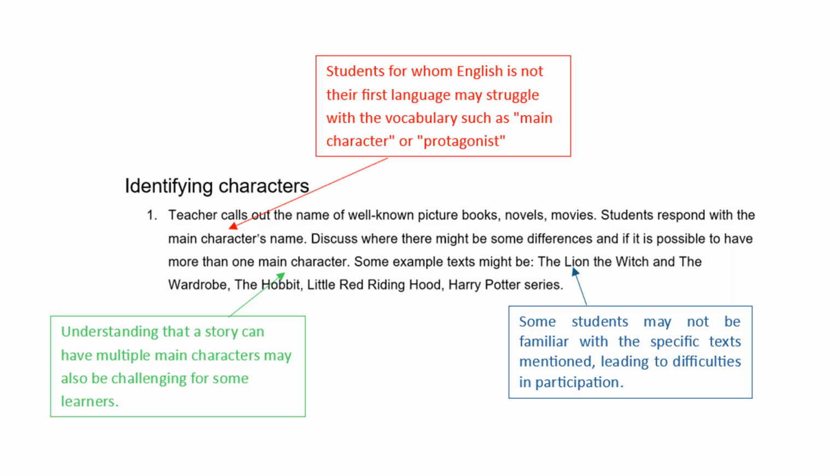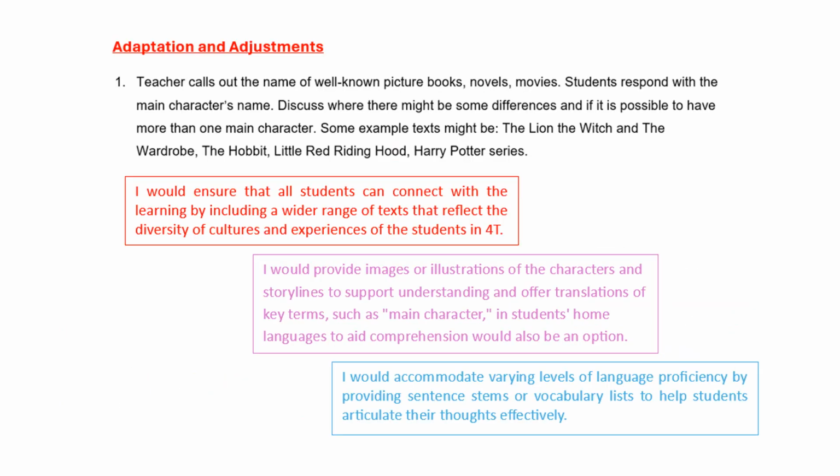In Activity 1, students for whom English is not their first language may struggle with some of the vocabulary and understanding that a story can have multiple main characters. I would include a wide range of texts that reflect the diversity of cultures and experiences of the students in 4T. I would provide images or illustrations of the characters and storylines and offer translations of key terms in home languages to aid comprehension.